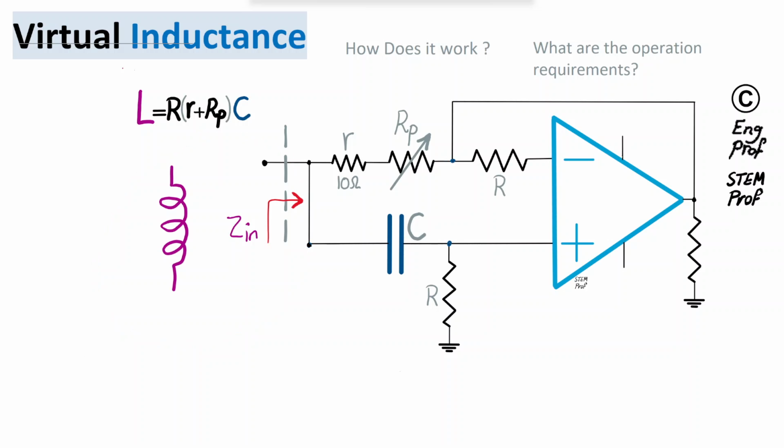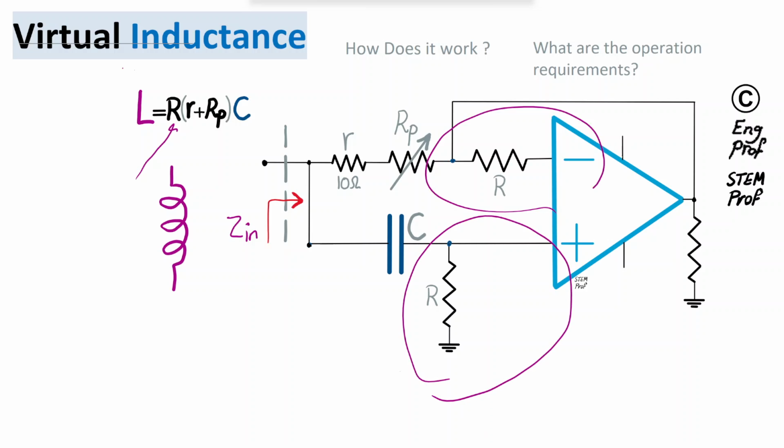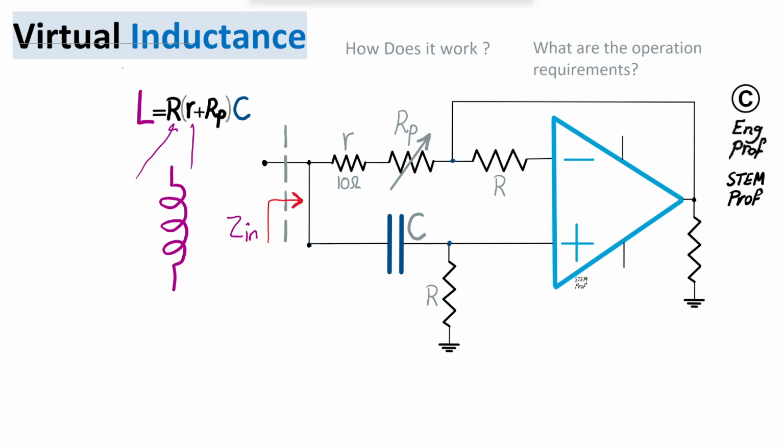I'm going to show that the value of this virtual inductance is L equal to R times r times RP times C, where R is this resistor connected to the positive and negative input terminals of the op-amp. The small r is just the 10 ohm resistor for stability, to make sure the current flowing through this branch is limited. RP is the value of the potentiometer or adjustable resistor. And finally, C is the value of the main cap in the circuit, which the circuit is effectively converting into an inductance. Hence, we have an example of an impedance converter circuit here.